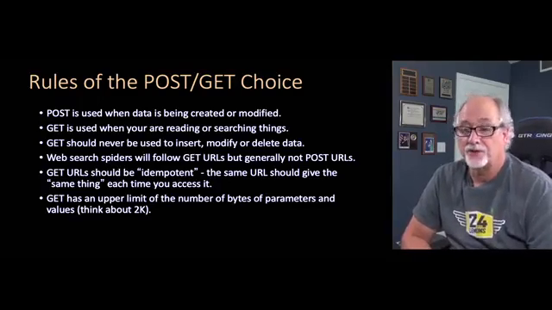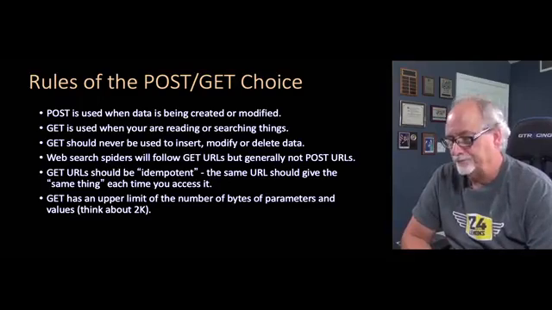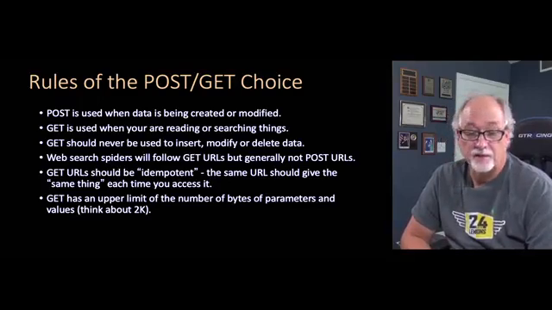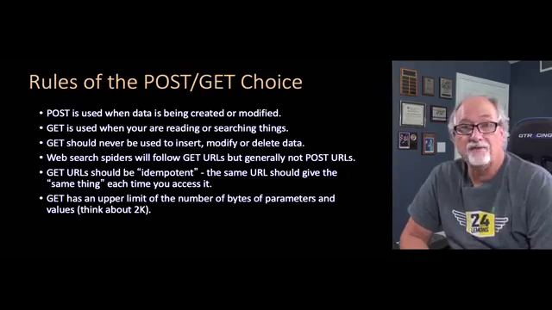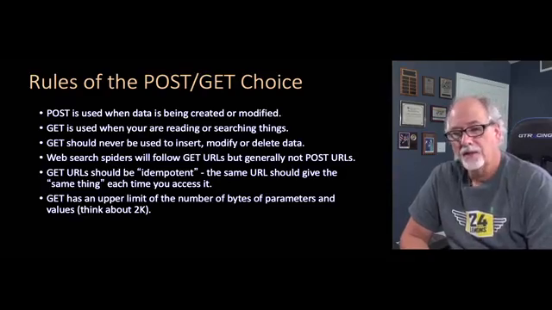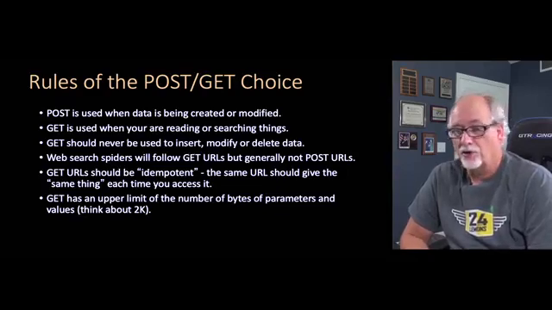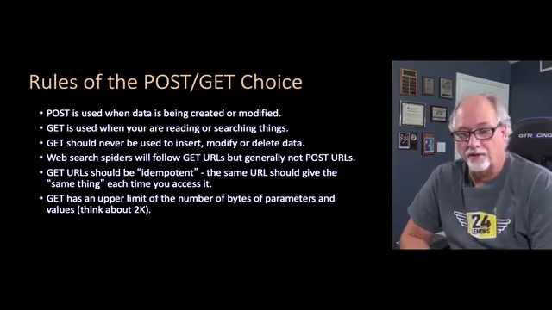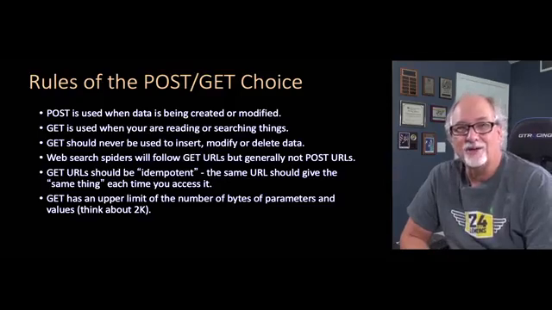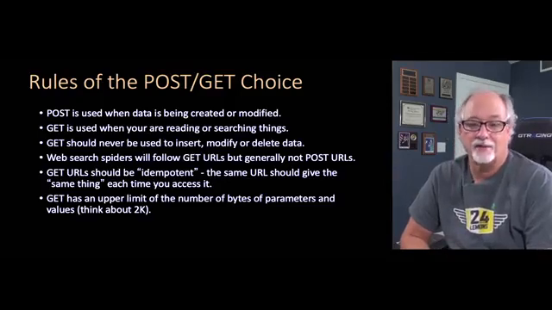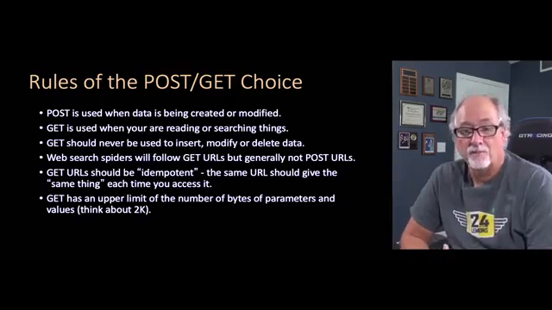So get URLs are supposed to be idempotent. So the idea is if you say blah blah blah guess equals 42, it's supposed to give you back the same page. Now that's like saying blah blah blah current calendar. Well, what is the current calendar? It's not identical, but it is sort of semantically the same thing. So you're supposed to be able to bookmark a GET.